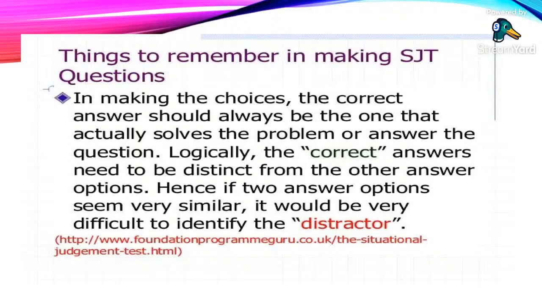In making the choices, medyo mahirap din gumawa ng SJT because the correct answer should always be the one that actually solves the problem or answers the question. Logically, the correct answers need to be distinct from the other answer options. Okay? Hence, if two answer options seem very similar, it would be very difficult to identify the distractor. Okay? So, ganun yung gusto nating mangyari dito.